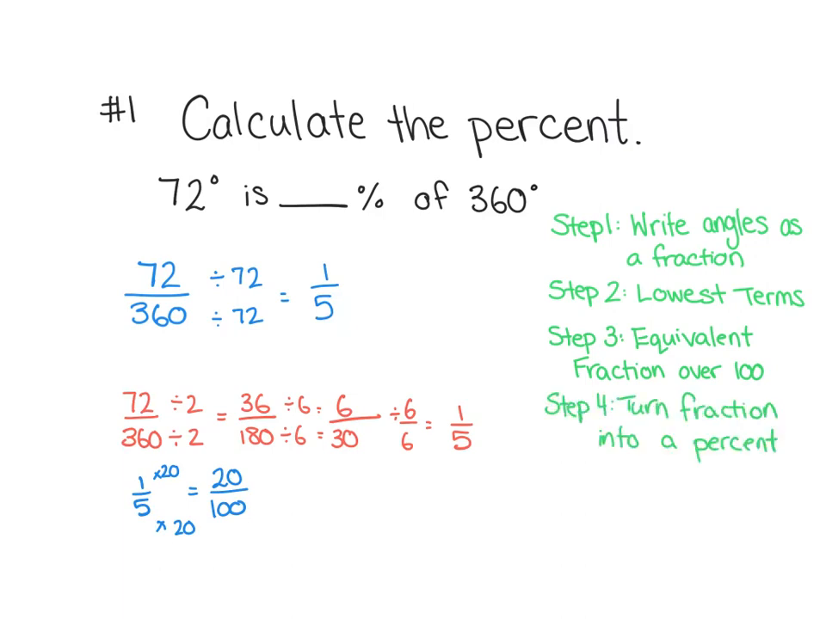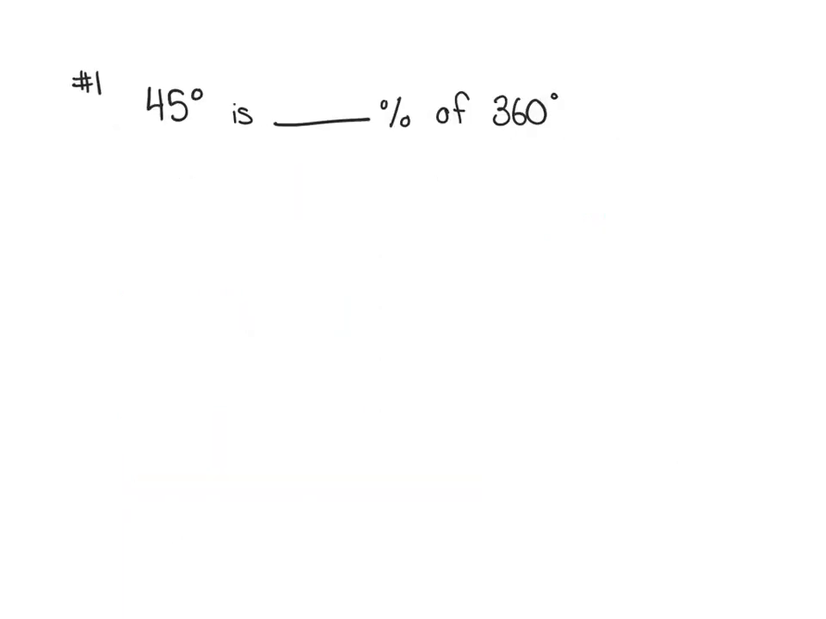So my final step is to turn the fraction into a percent. So I know that 20 out of 100 is the same as 20%. So that is what I will fill in on the blank in my question. I'm just going to do one more example for this question so that I can show you one more way to find the greatest common factor instead of doing all of our little division, so that you have multiple strategies.